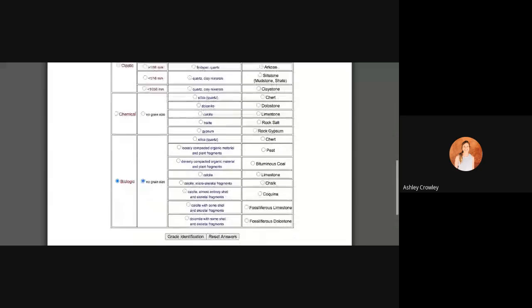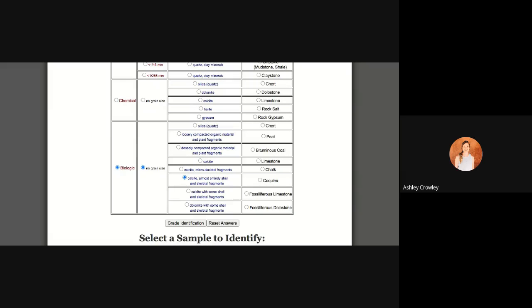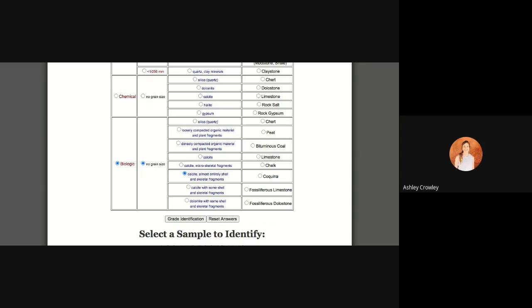So we don't care about the grain size if it's biologic. And we can read through these and say organic material, calcite, microskeletal. Okay, so we're getting closer. We know it's microskeletal, and almost entirely shell and skeletal fragments. So this is almost entirely shell or skeletal fragments, and so that's called coquina.